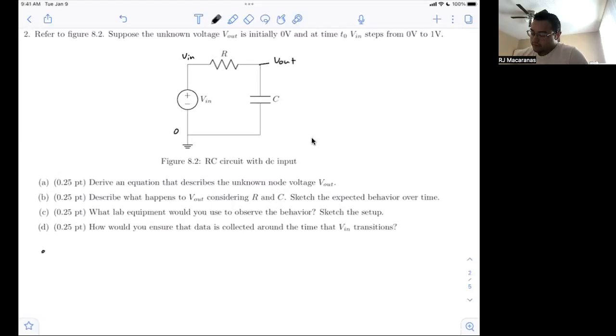So to derive this equation, I'm just going to define some currents again. So here's IR going into that node, IC coming out. So IR minus IC is equal to 0. That's by KCL again. So then what is IR? Well, IR is V in minus V out divided by R.